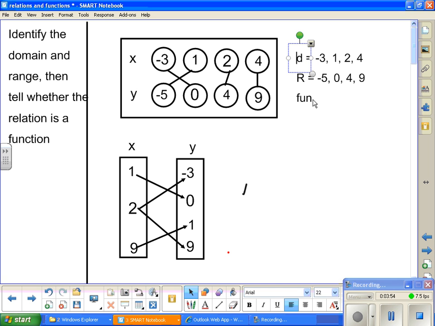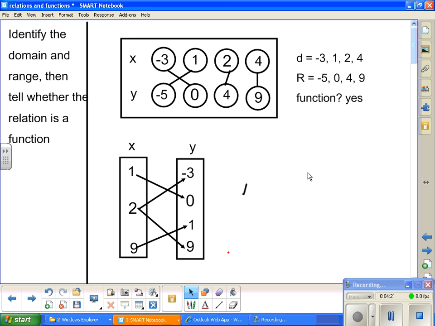Sorry, guys. So what we want to do is here we want to look at our X values, and each X value only has one arrow or line coming out of it. So each person is only in one room. So it would be a yes.